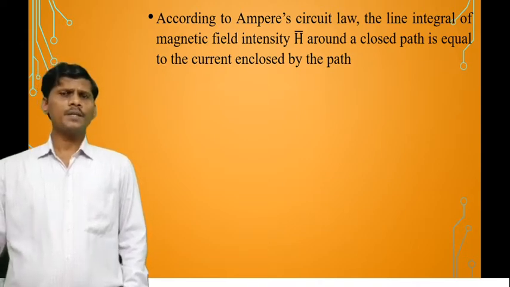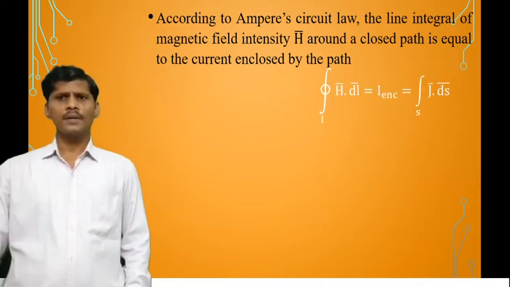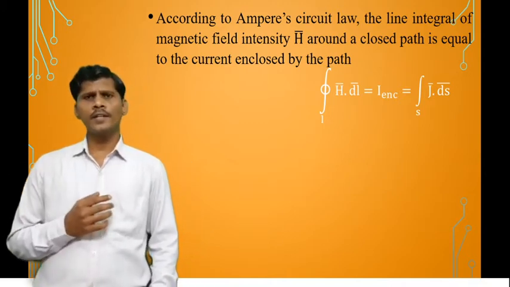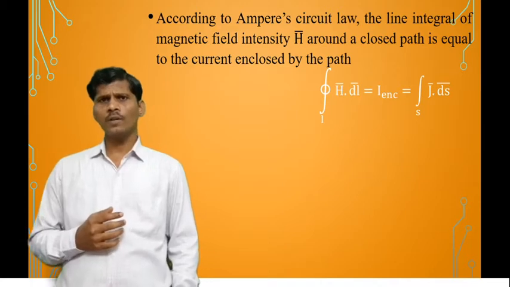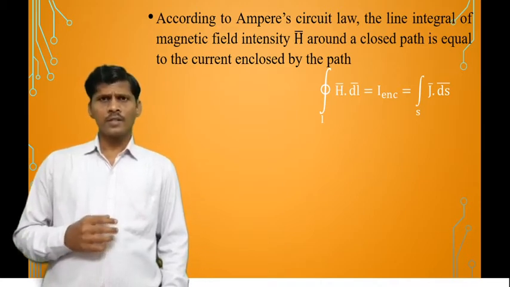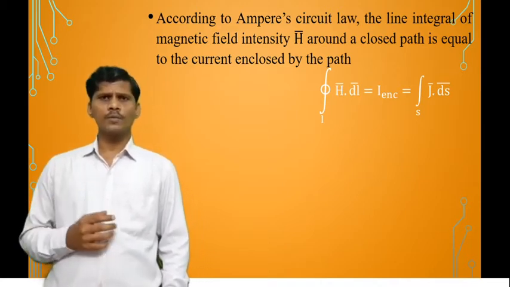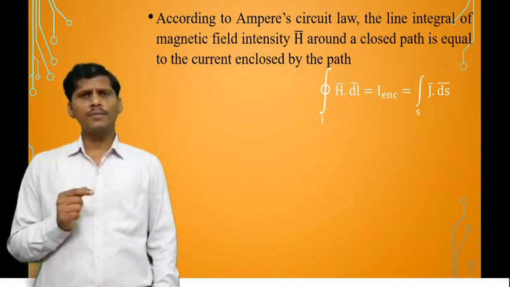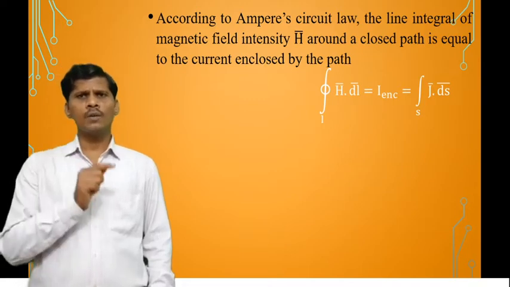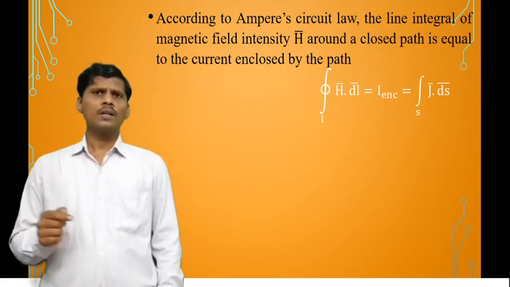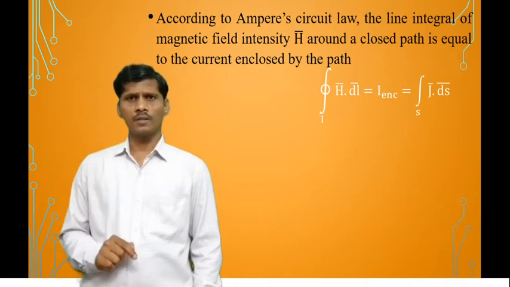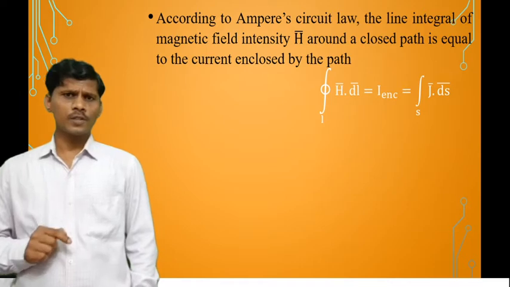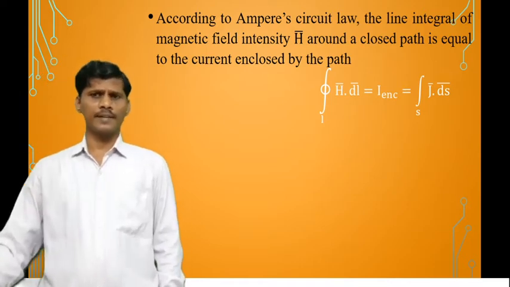So according to Ampere's circuital law, what is Ampere's circuital law? The closed line integral of H bar dot dl bar is equal to the enclosed current. That enclosed current is equal to the open surface integral of J bar dot ds bar. The closed line integral of magnetic field intensity around any closed path is equal to the current enclosed by that path. That is the Ampere circuital law statement and mathematical expression.